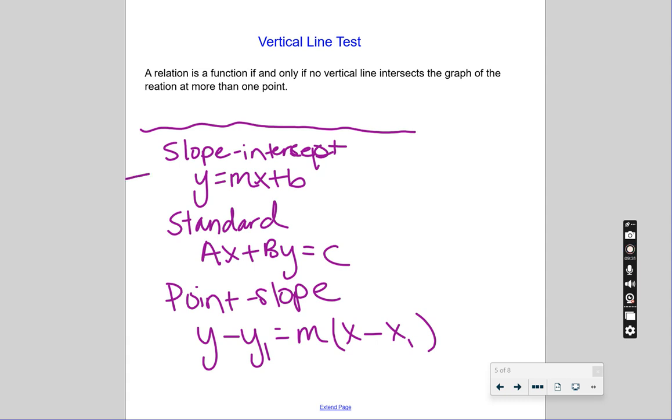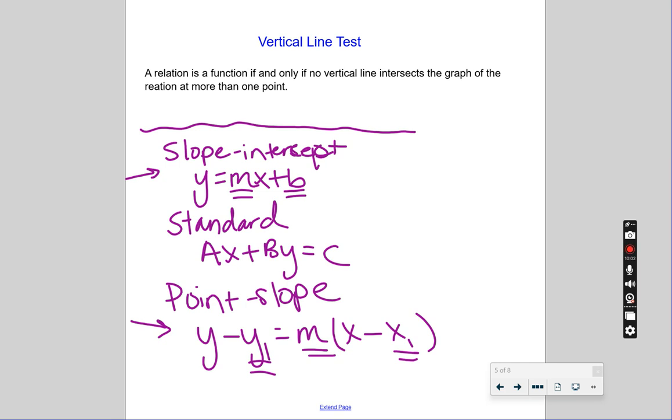You guys have probably graphed in these two forms before. You may or may not have graphed in standard form. So slope-intercept, math people, we're not very fancy. We name things based off of the most obvious thing. This is called slope-intercept because this is a slope and this is the y-intercept. Point-slope is because this is the slope and this is a point. And standard, I don't know why that's called standard form. But anyways, I know you guys have graphed with these two.